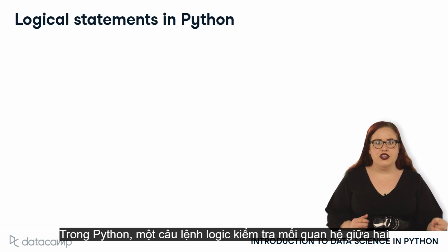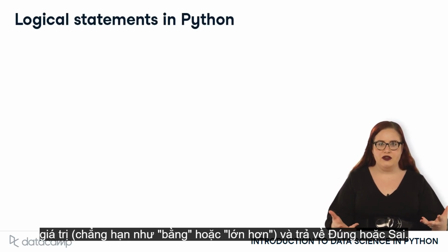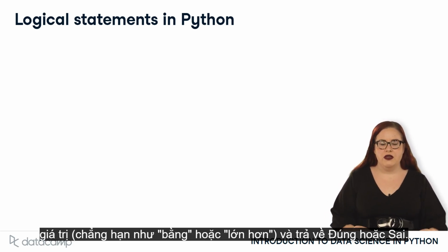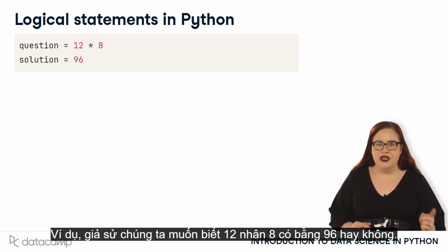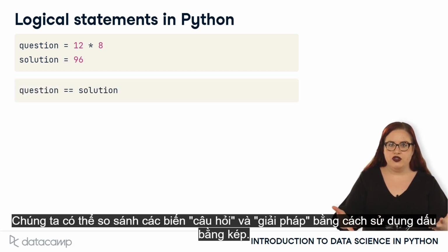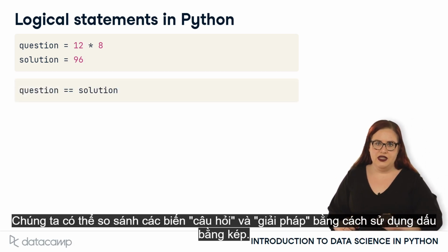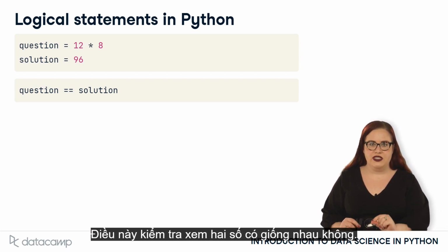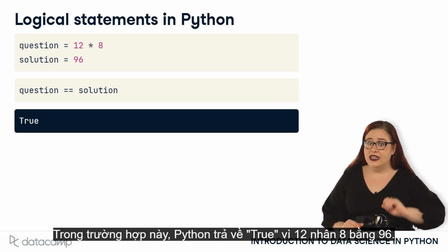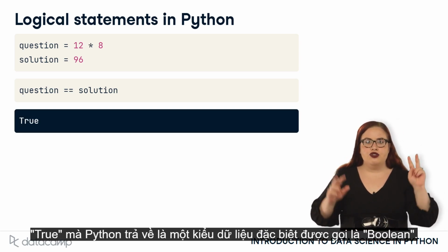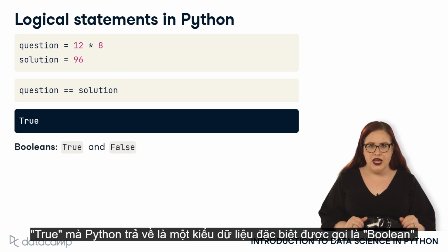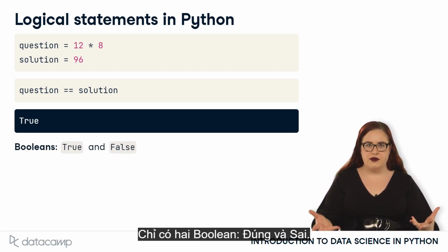In Python, a logical statement checks for a relationship between two values, such as equal to or greater than, and returns true or false. For example, suppose we want to know if 12 times 8 is equal to 96. We can compare the variables question and solution using a double equal sign. This tests whether the two numbers are the same. In this case, Python returns true because 12 times 8 is equal to 96. That true that Python returns is a special data type called a Boolean. There are only two Booleans, true and false.